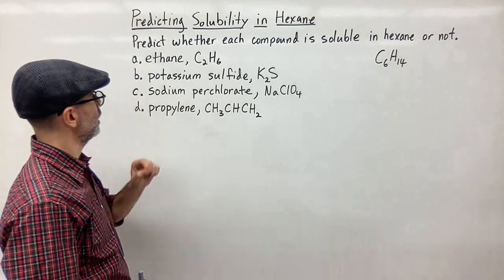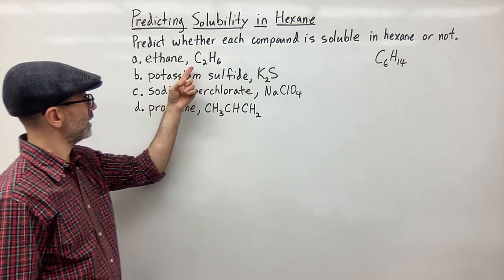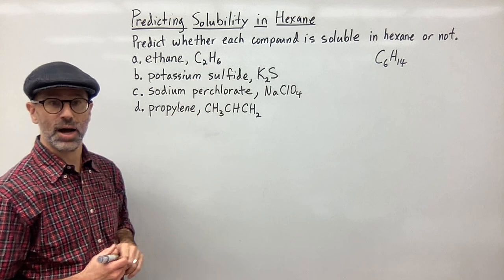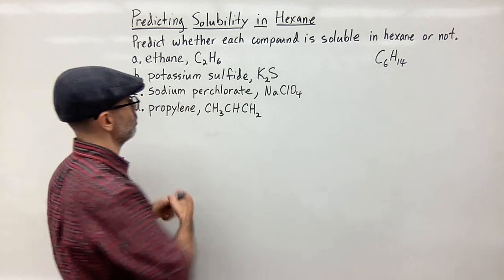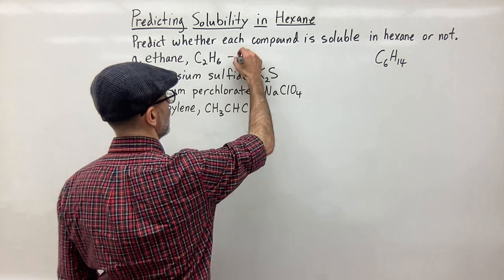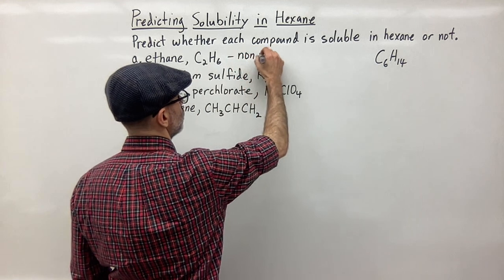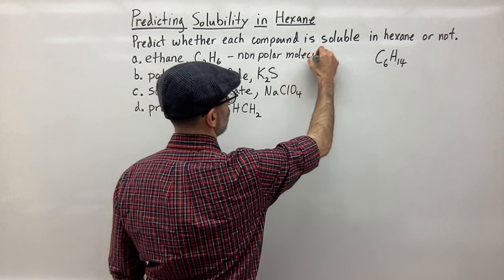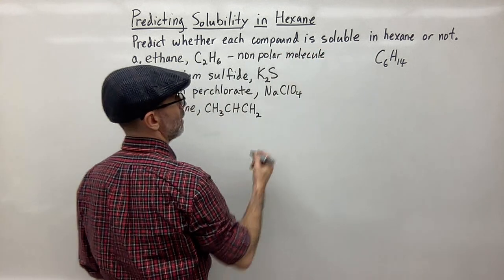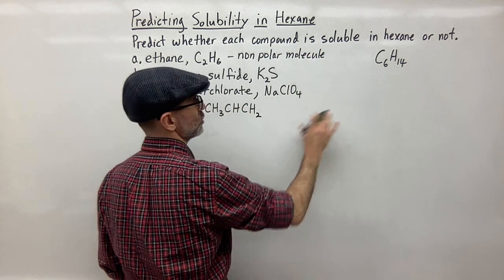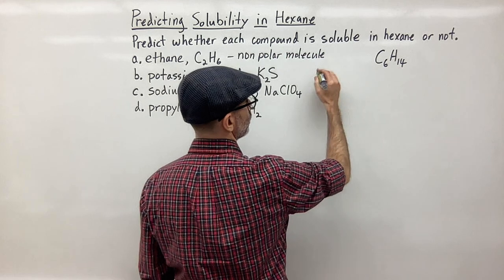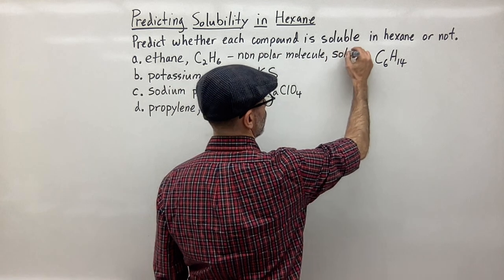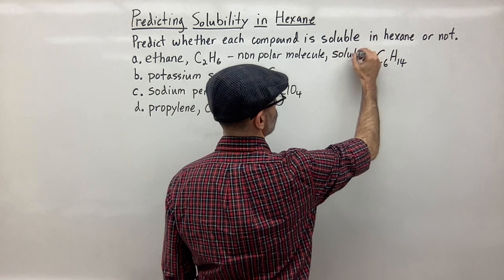So ethane, for example, is C2H6. It's just carbon and hydrogen. So this is a nonpolar molecule, right? So we'll write nonpolar molecule. And because of that, we would expect it to be soluble in hexane because that is nonpolar as well. Soluble.